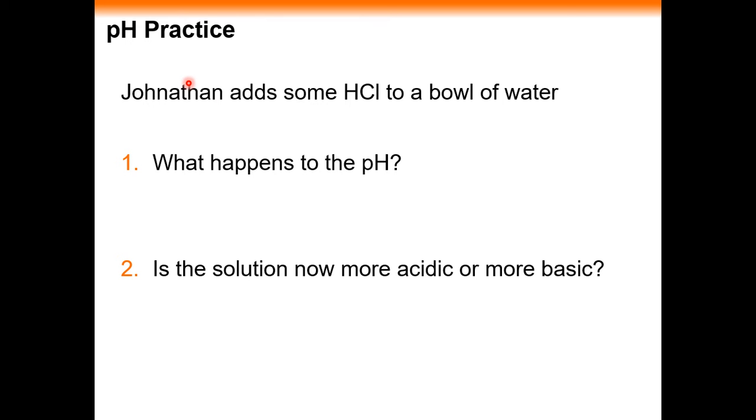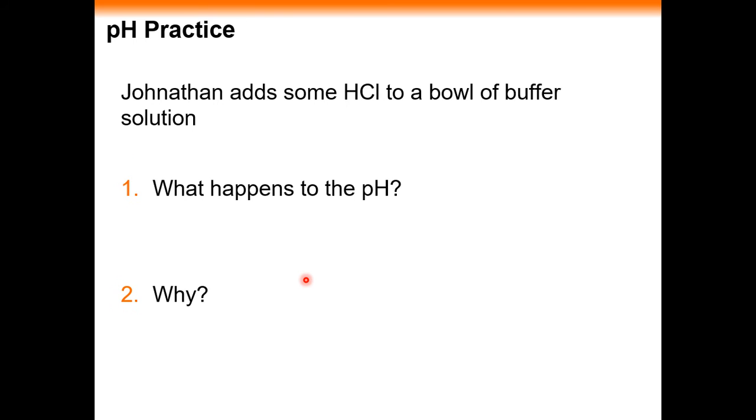So Jonathan, good old Jonathan, adds some hydrochloric acid to a bowl of water. What happens to that pH? Do you think that pH is going to go down or going to go up? So if you add an acid to a bowl of water, let's say that water is about pH 7. If you add an acid, what's going to happen? Acids lower the pH. So the pH is going to go down. Is that solution now more acidic or more basic? Well, you think if you added an acid, and now you have a lower pH, it's going to be more acidic.